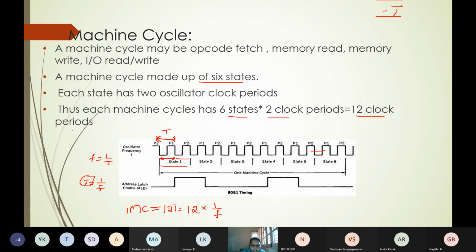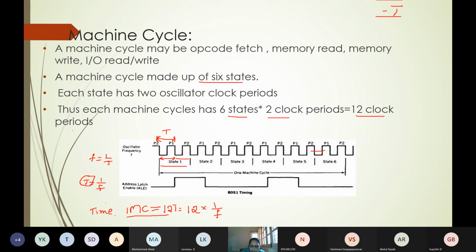One machine cycle is made up of 6 states. Each state has 2 clock pulses or 2 clock periods. So the total number of clock periods in one machine cycle is 12 clock periods or 12 clock pulses. So one machine cycle is equal to 12t, which is equal to 12 into 1 by f. This is the time required to execute one machine cycle.